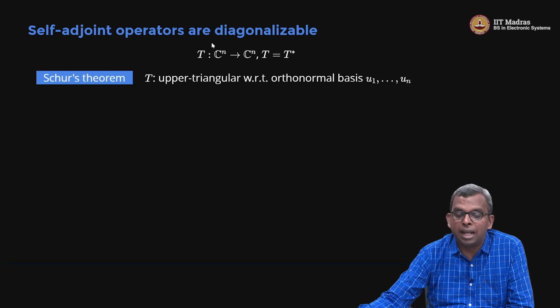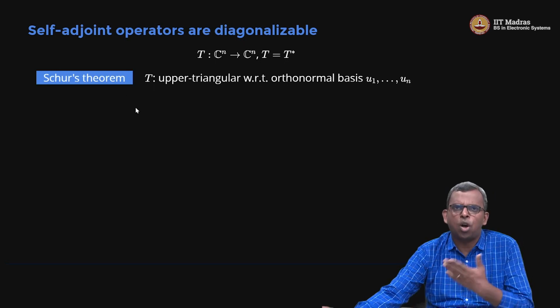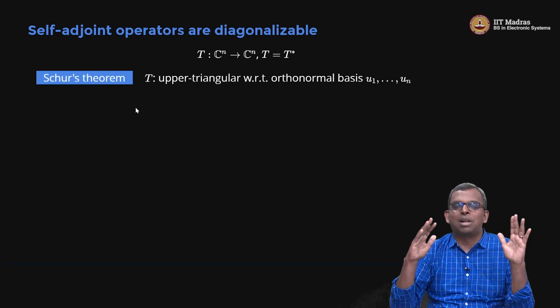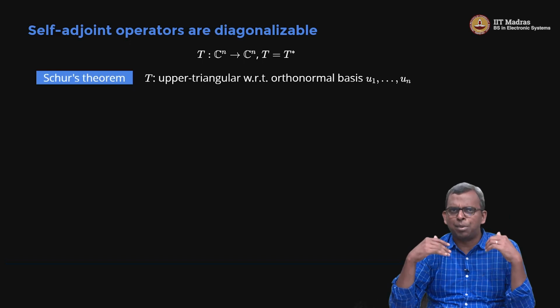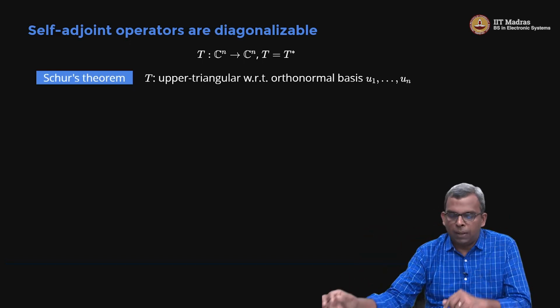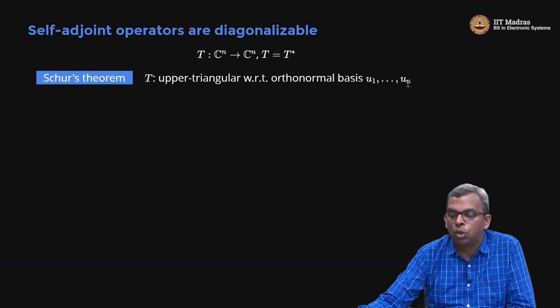We know that any operator is upper triangular with respect to some basis. Now, in fact, any operator in an inner product space is upper triangular with respect to an orthonormal basis u1 to un. Okay, so this is Schur's theorem. We saw how to do it, right? You take the upper triangular basis and then simply do the Gram-Schmidt orthonormalization. Gram-Schmidt orthonormalization preserves the upper triangularity of the matrix, so that carries on. So any operator T has an upper triangular matrix representation with respect to an orthonormal basis u1 to un.